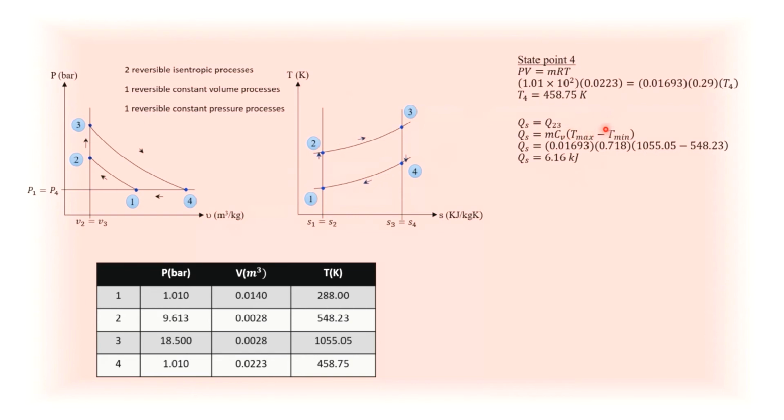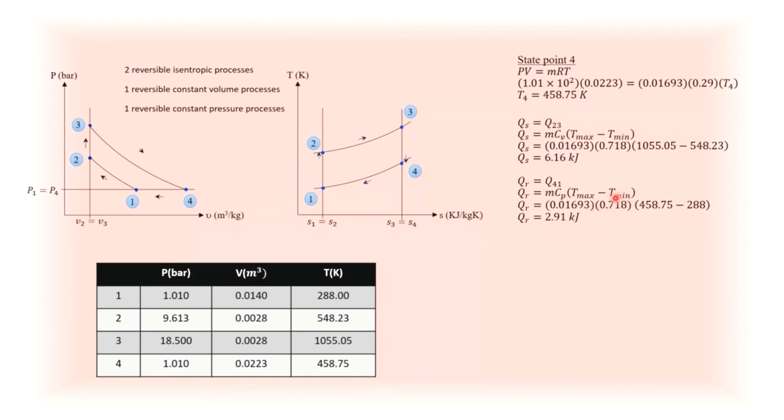It is the maximum temperature of the process minus the minimum temperature of the process. Maximum is T3, minimum is T2. Then multiply by your mass, so you get your heat supply. The next thing is your heat rejected from 4 to 1. There's a mistake here. This should be Cp because 4 to 1 is constant pressure, so you have to use the Cp formula. So this is Cp, not Cv, 0.718. A mistake here again. So you will be able to find your heat rejected.